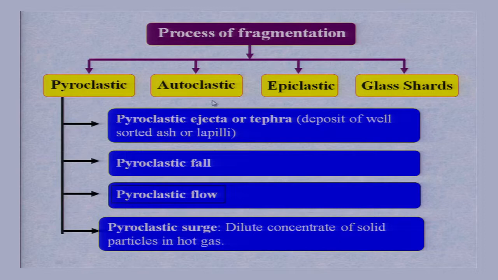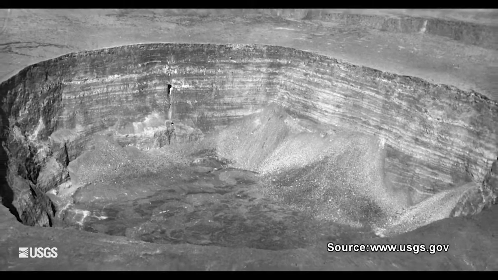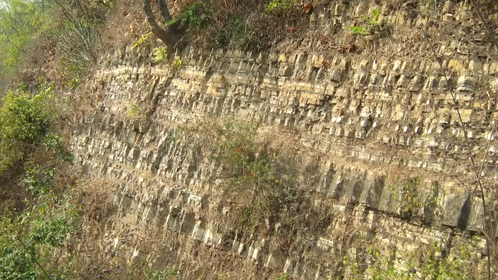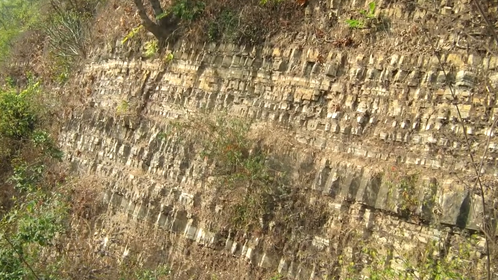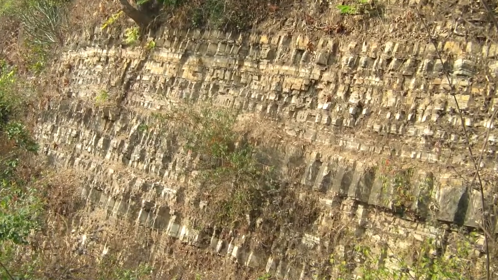Now, I am discussing the process of fragmentation. The process is of four types: pyroclastic, where heat is involved; autoclastic, no heat is involved; epiclastic; and glass shards. Pyroclastic ejecta or tephra: deposit of well sorted ash or lapilli. Well sorted means these ash or lapilli particles are of more or less uniform size.